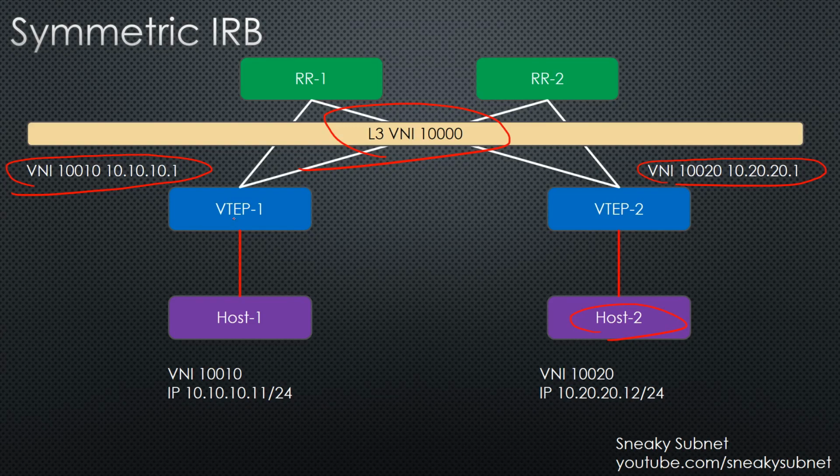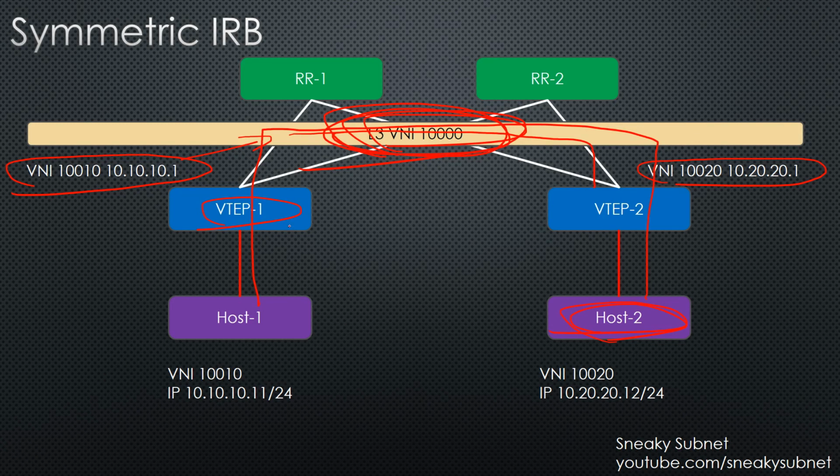So when VTEP 1 knows that it has to route some traffic, it will go from VNI 110 to VNI 10,000, and go through that VNI. VTEP number 2 receives traffic again inside this VNI, it again understands that it needs to route, and it will route it to host number 2, and the reverse path will be exactly the same. They again will use that so-called layer 3 VNI.